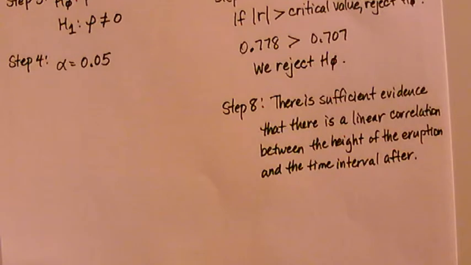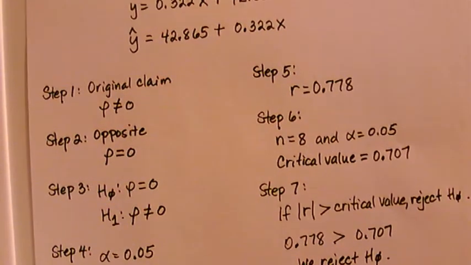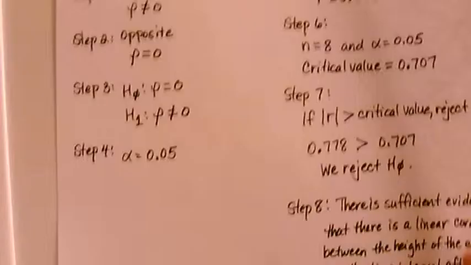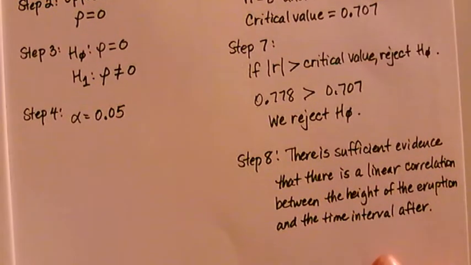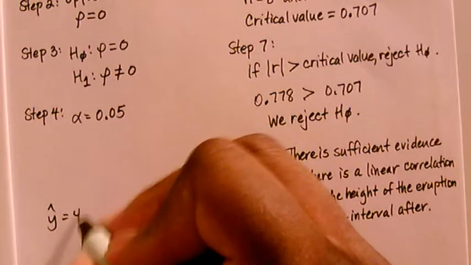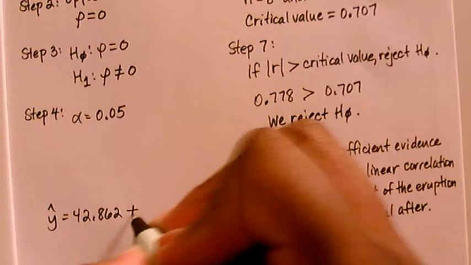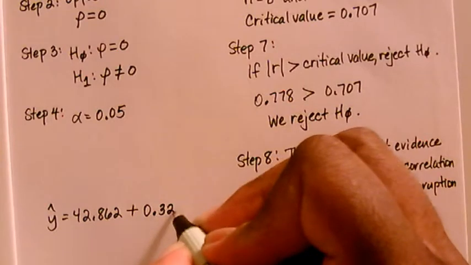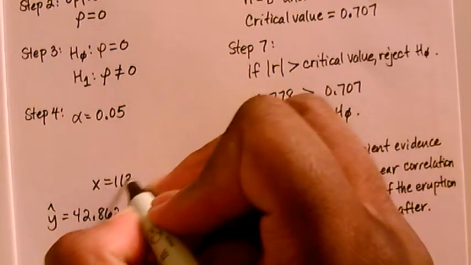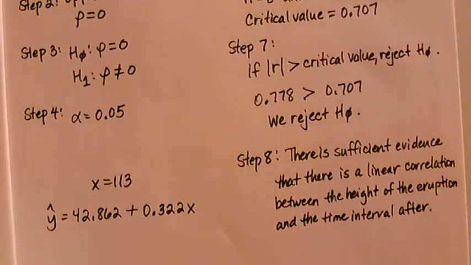Okay, since there is sufficient evidence of a linear correlation, we can use this regression equation of y is equal to 42.865 plus 0.322x to find out what would be the interval after an eruption given that the current eruption has a height of 113 feet. Okay, so here's my equation. Y hat is equal to 42.865 plus 0.322x. And in this case, my x was going to be 113. So the height in question that we're dealing with is 113 feet.